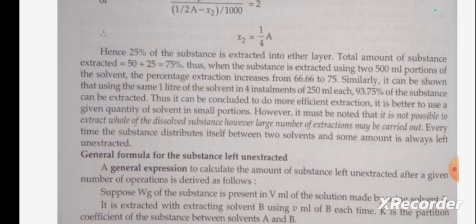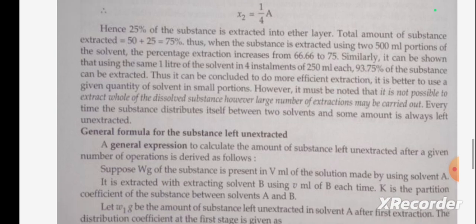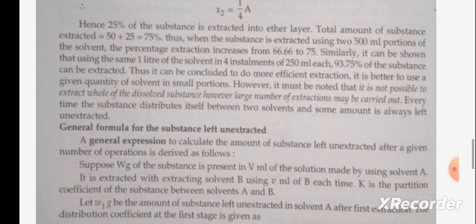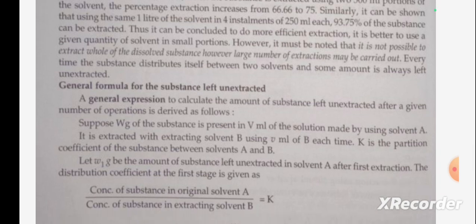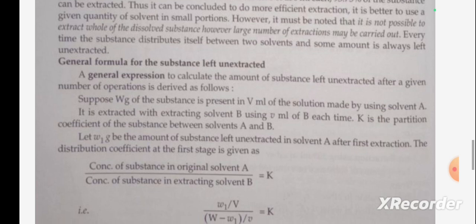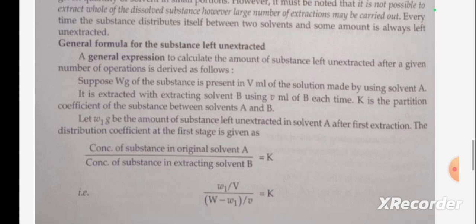Thus, when the substance is extracted using 500 ml portions of the solvent, the percentage extraction increases from 66.66 to 75. Similarly, it can be shown that using the same 1 liter of solvent in 4 installments of 250 ml each, 93.17% of the substance is extracted, given the same quantity of solvent in small portions. However, it must be noted that it is not possible to extract the whole of the dissolved substance. A large number of extractions may be carried out, but every time the substance distributes itself between the two solvents and some amount is left.